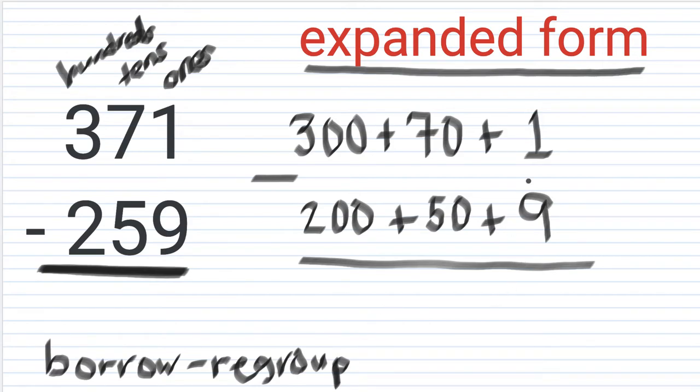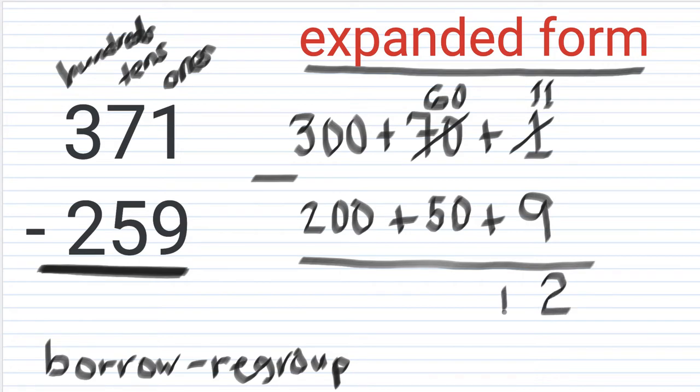Since 1 minus 9 is not possible, you need to borrow 10. When you borrow 10 from here, we will get 10 from 70, it will become 60. And the borrowed 10 will be added here. If you have additional 10 here, it becomes 11. Okay, 10 plus 1, 11. So we can subtract now. 11 minus 9, that gives you 2.